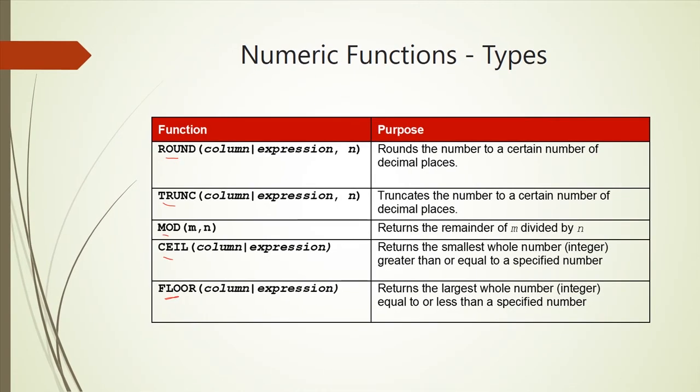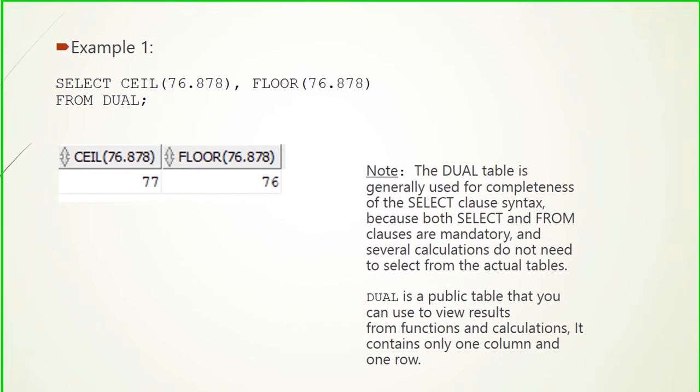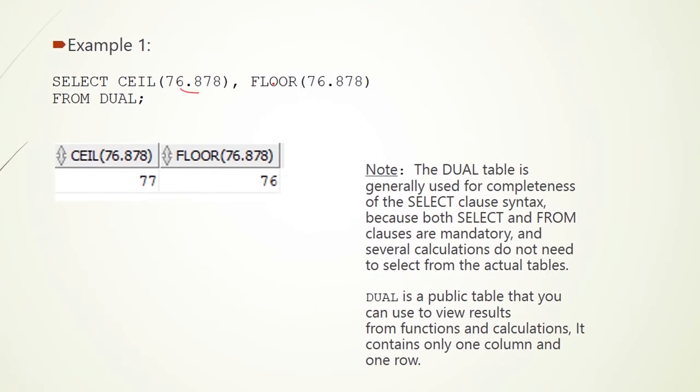To understand how to use numeric functions, let's have a look at these examples. In example 1, select CEIL of this number, floor of this number, from dual. As we can see, we are writing just arithmetic operations. We are using functions without selecting columns from tables. If you just want to return the output of an arithmetic operation without reading data from tables, we can complete our select statement by reading from dual.